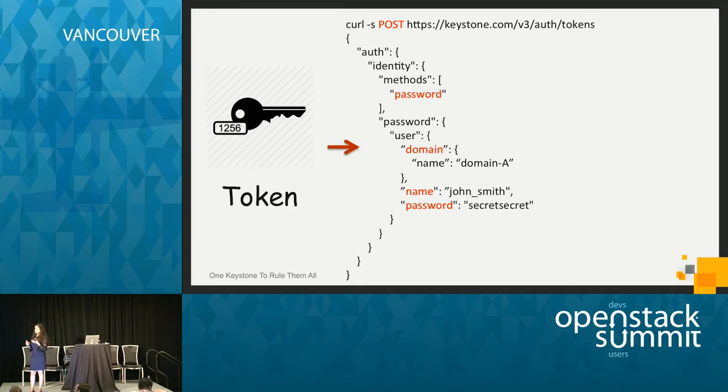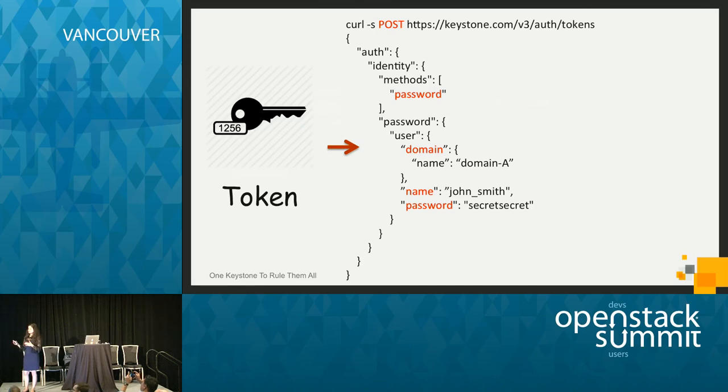If it's a PKI token, then all the information is in the token itself. In case of UUID, it's just the hex string, and the entire information is stored in the Keystone database. Now with Kilo, they are coming up with a new format, Fernet. It's in between UUID and PKI in terms of size. PKI tokens are pretty large. UUID tokens are decent in size, but there are performance issues with them.